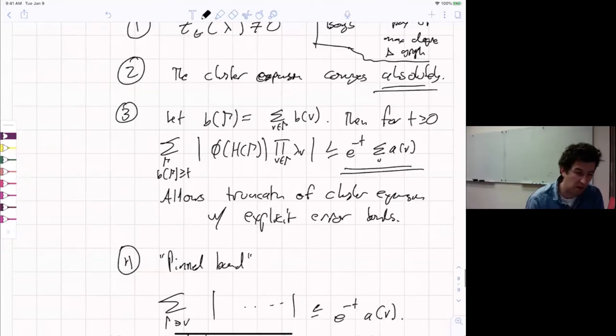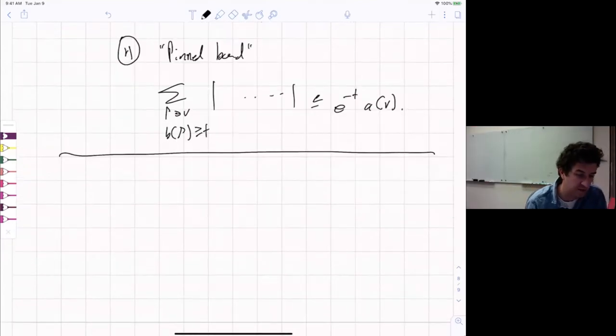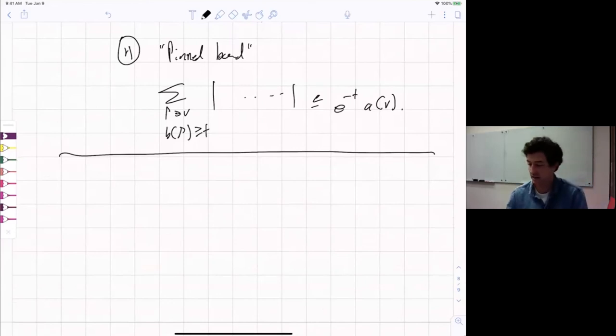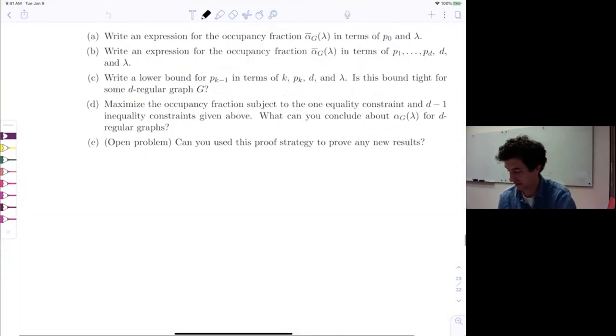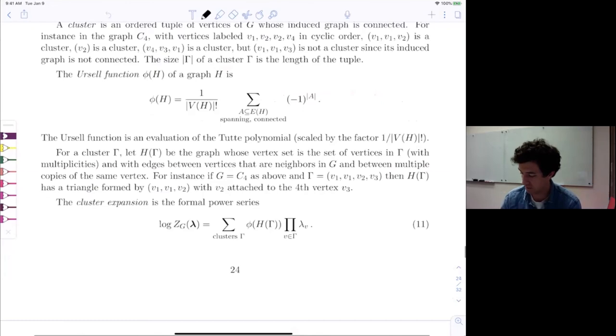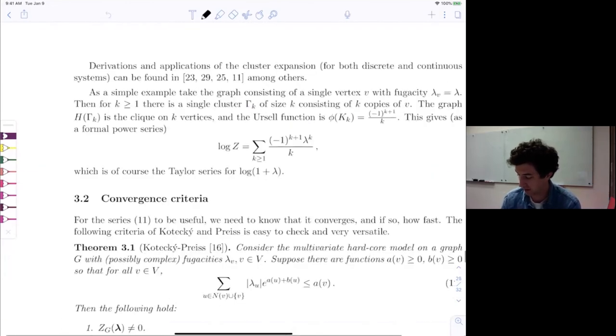Good. So we don't have so much time, but let me just give you a little bit of a guide to the lecture notes. That's probably the most useful thing I can do now. Let's see. So this is the cluster expansion.